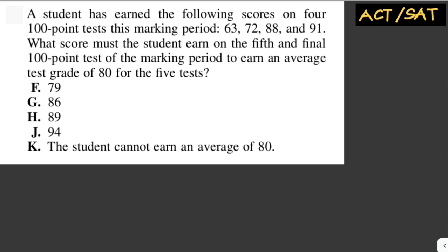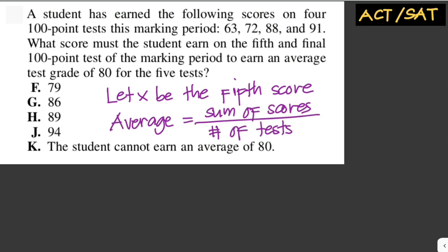The student has earned the following scores on 4 100-point tests this marking period: 63, 72, 88, and 91. What score must the student earn on the fifth and final 100-point test of the marking period to earn an average test grade of 80 for the 5 tests? Now to solve for the average test grade, we just have to add up all the scores divided by the number of tests. In this case, we're given 5 tests. So that would be average equals sum of scores over the number of tests.